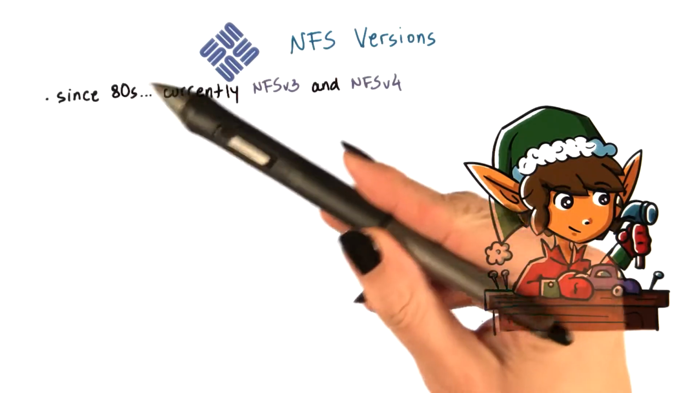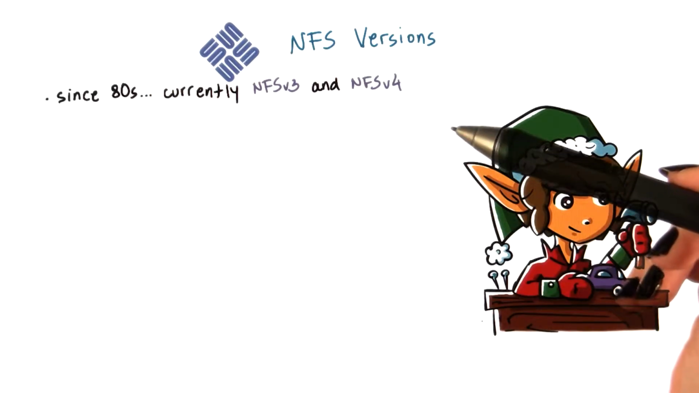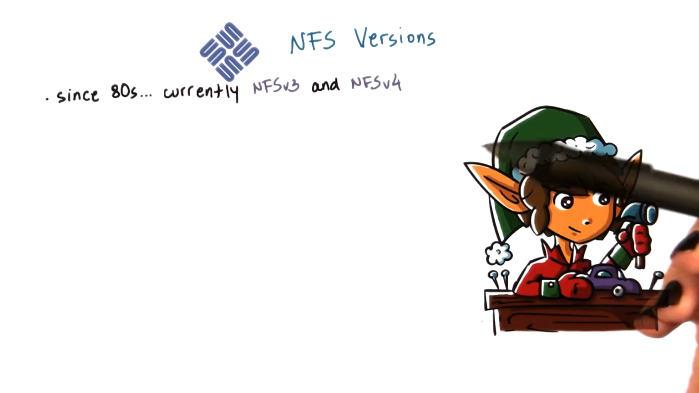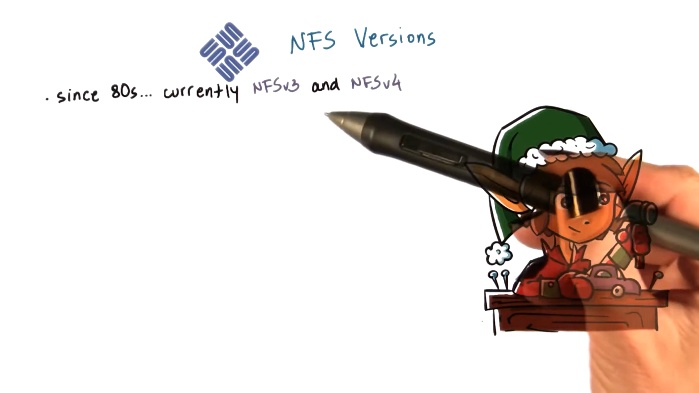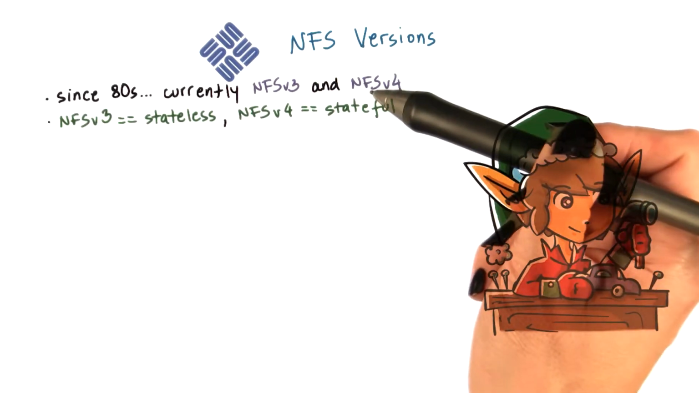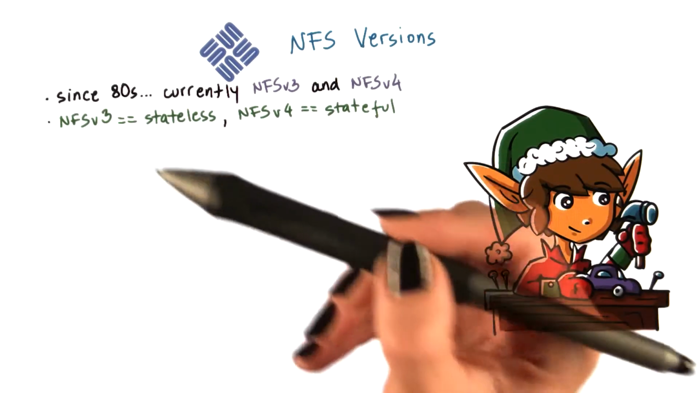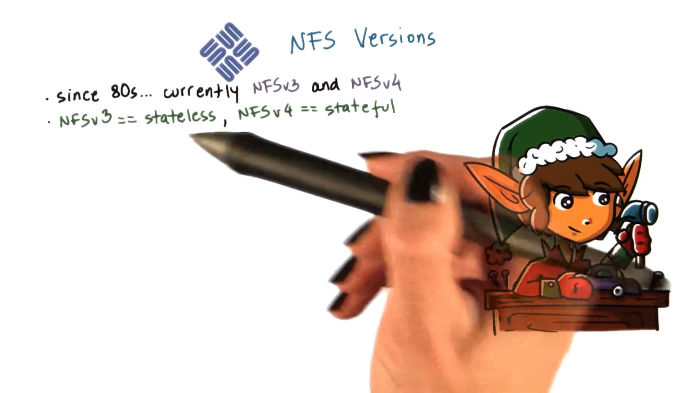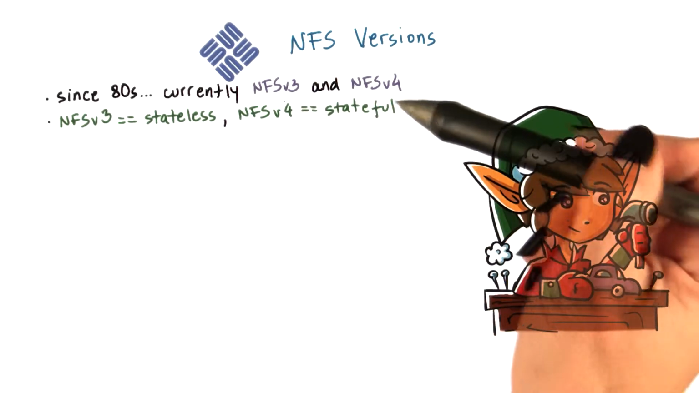NFS has been around since the 80s and has gone through several revisions. The popular NFS versions that are in use today and that come standard with Linux distributions are NFS version 3 and version 4. There is one fundamental difference between these two versions, and that is that according to the protocol specification, NFS version 3 is stateless, whereas NFS version 4 is stateful.